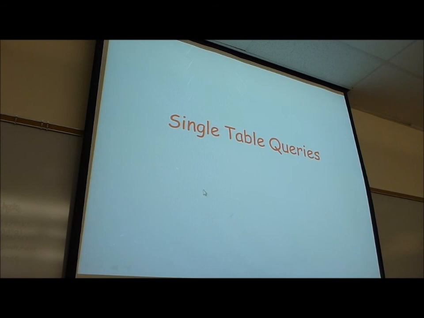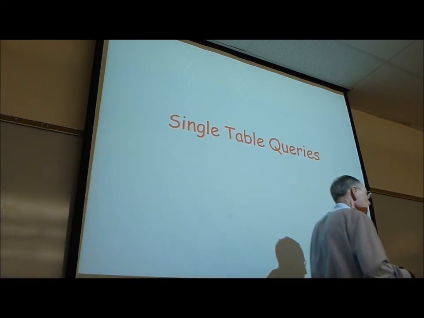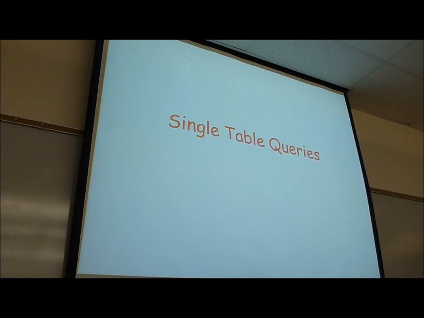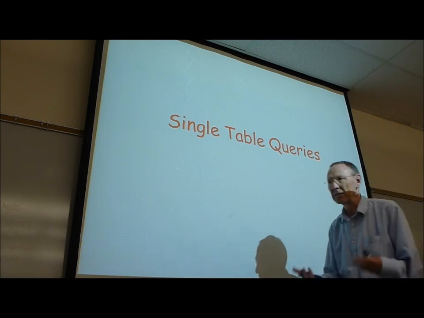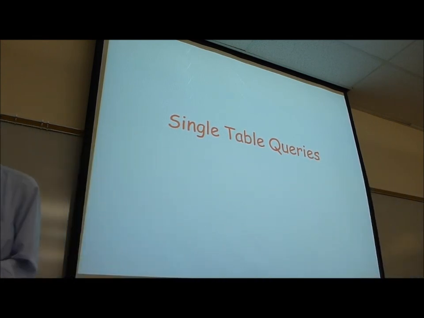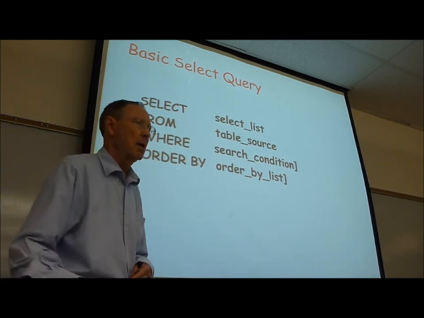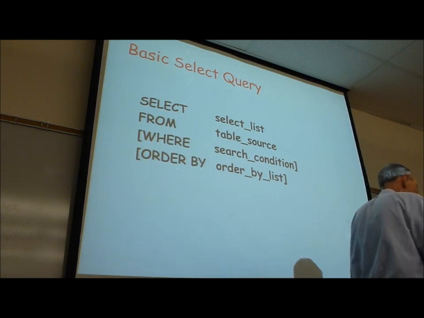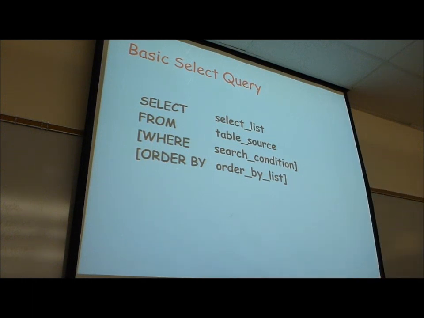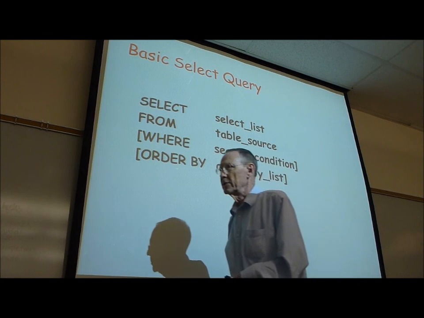Okay, single table queries. This is when we're going to be using a single table to execute a query. And we're going to basically find information in there. And we have what's referred to as the basic select command. This is the bulk of the query right here. This is the pattern, as I might call it. The first clause is referred to as the select list.